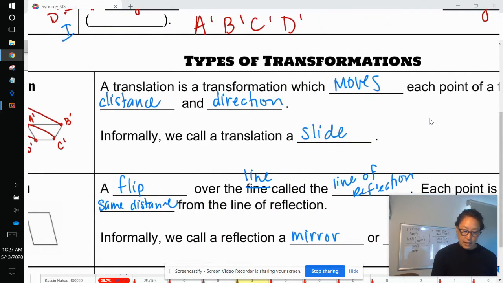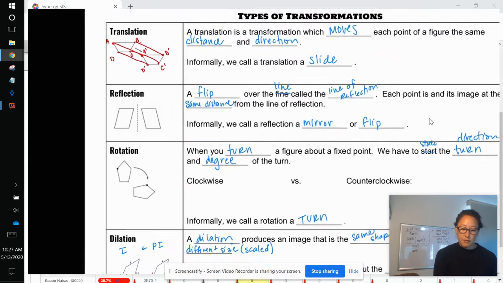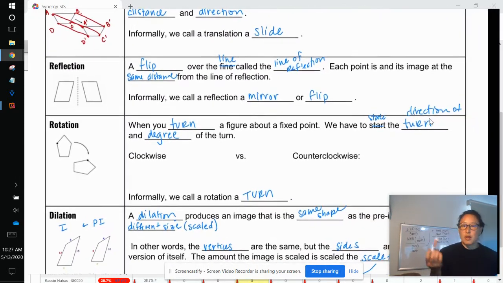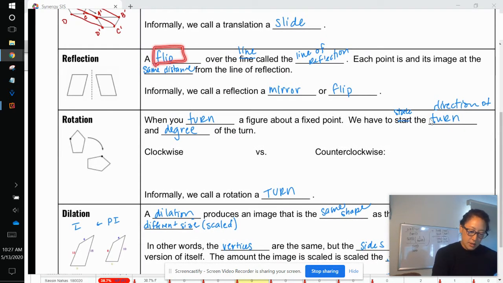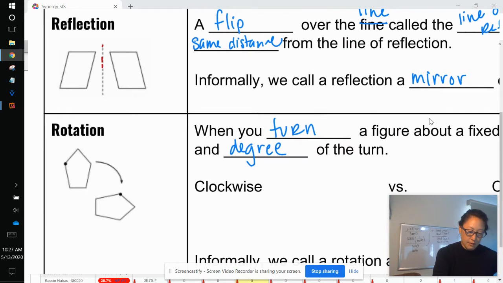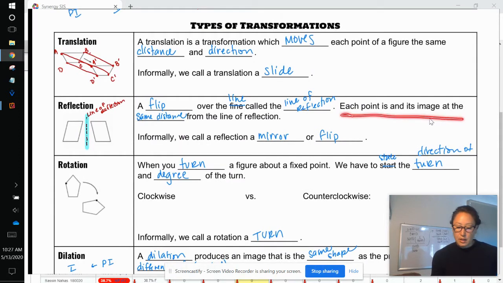Okay, second type of transformation is a reflection. We call it a flip, and it's over a certain line. Right here in the visual, this dotted line is called the line of reflection. I usually highlight it. What happens is each point of the image and the pre-image are the same distance from the line of reflection. Oh, there's a typo here.